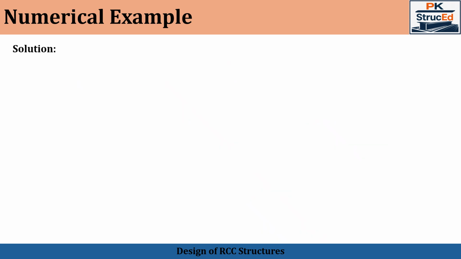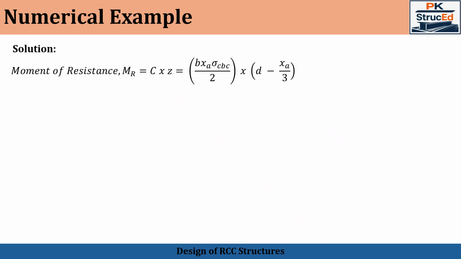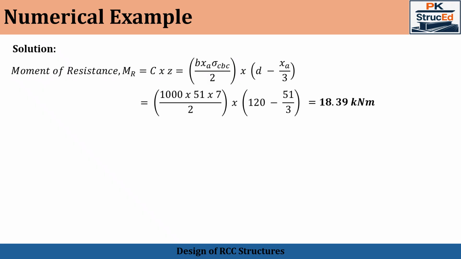So using the permissible stresses in concrete, the moment of resistance MR will be equal to C into Z, where C is the total compressive force and Z is the lever arm. So B into x into sigma cbc by 2, into d minus x by 3. Substituting all the values, we will get the moment of resistance, which has been calculated as 18.39 kilonewton meter.